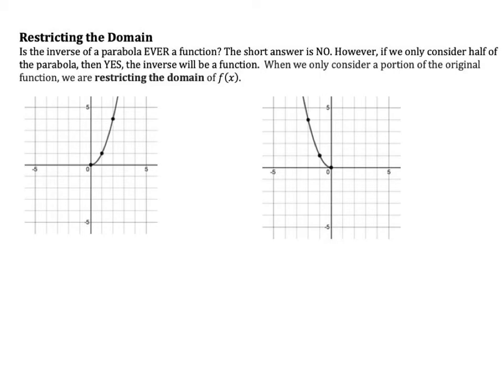All right, so is the inverse of a parabola ever a function? Well, technically the answer is no, unless we restrict the domain. So we can make the inverse of a parabola a function if we restrict the domain from the very beginning. So looking at these two examples, this is restricting the domain. Remember, if you had your original function being f of x equals x squared, you would have the right-hand side, which is here, and you'd have the left-hand side, which is here. So if we restrict the domain, for this right-hand side, we're restricting the domain to only be greater than or equal to 0.